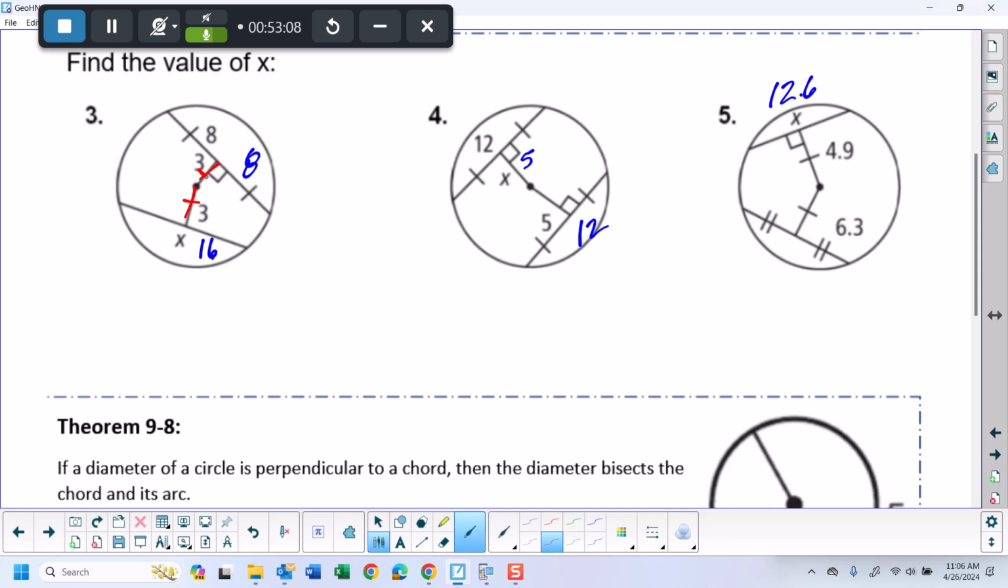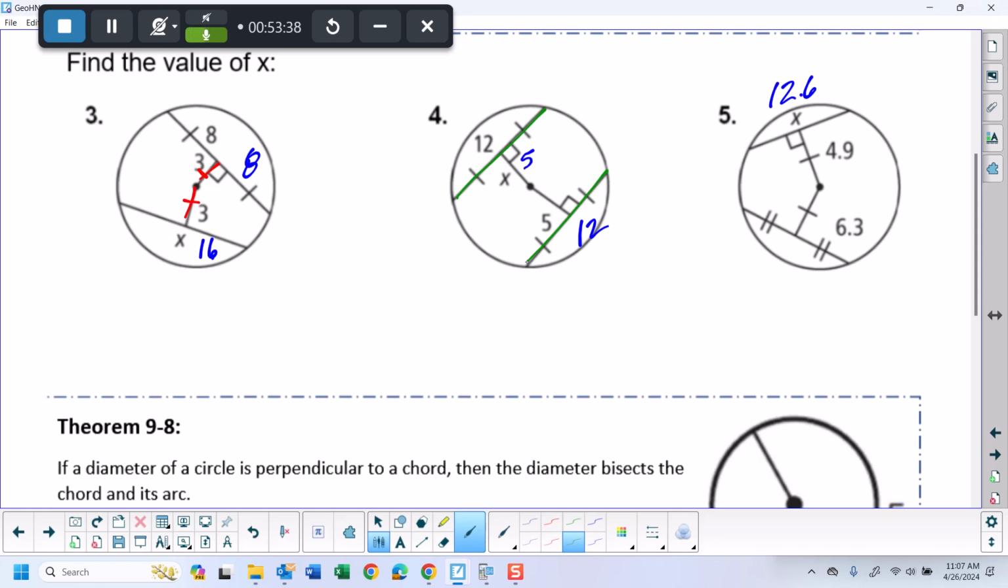I know that this distance here and this distance here, nobody told me what it's worth, but when I look at my two chords and I look at my congruence markings, they're both the same length. So if they're the same length, they're the same distance from the center, so x is equal to 5, because those chords are both 12. Are we okay with that?